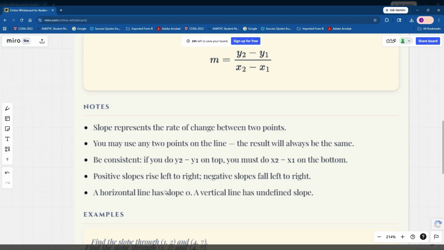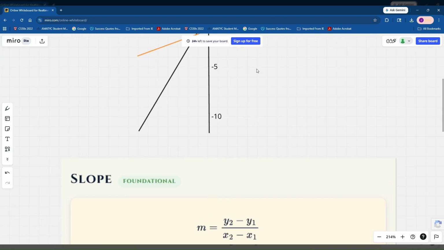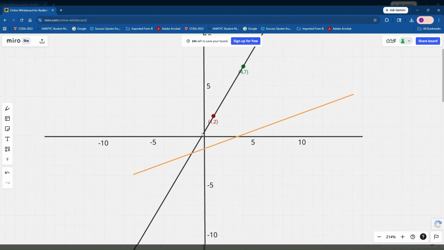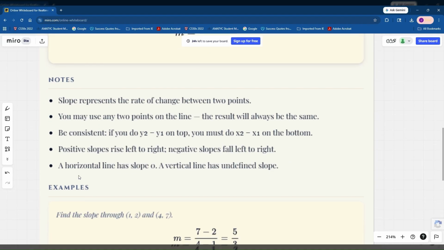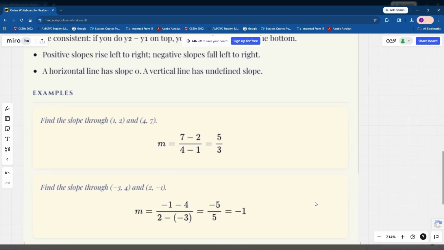Positive slopes rise left to right, so both of these are positive lines because they go from left to right. It's rising, right? Both of these are rising. So those are positive slopes. A horizontal line has a slope of 0, and vertical lines have an undefined slope. And of course, negative slopes fall as you're going from left to right.